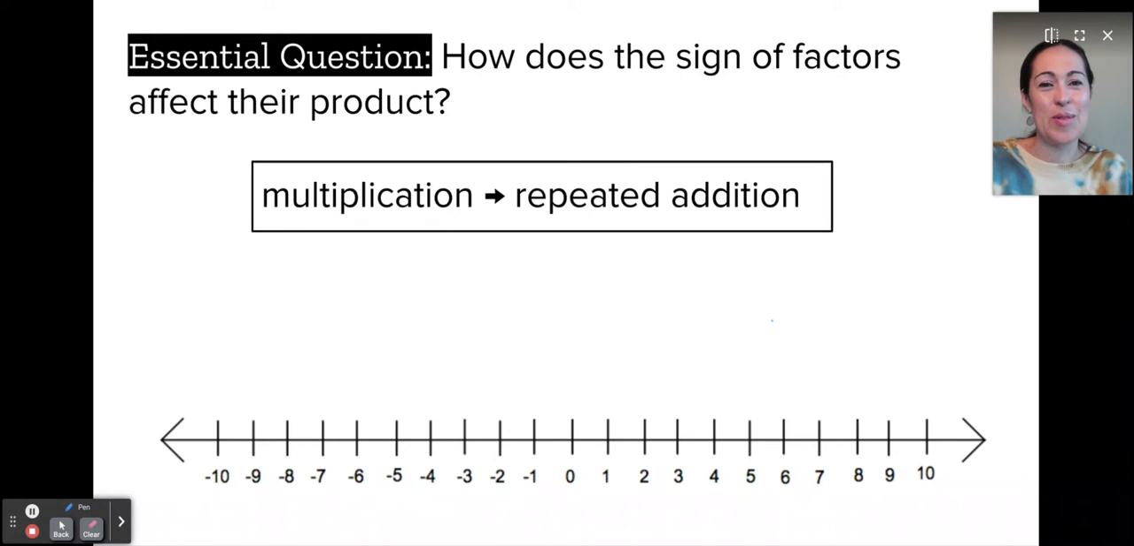So let's just generalize multiplication for a second. Remember, multiplication is just repeated addition. So that's how we don't have to keep adding. We use multiplication for that instead.